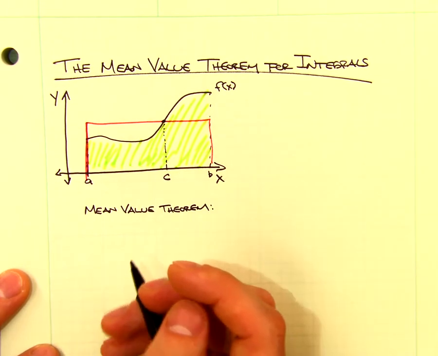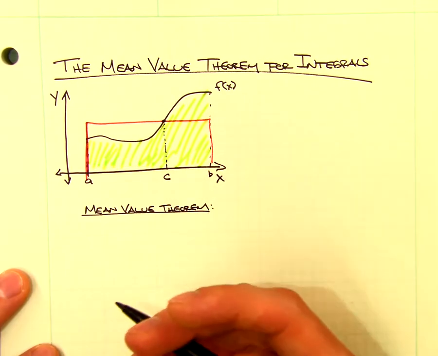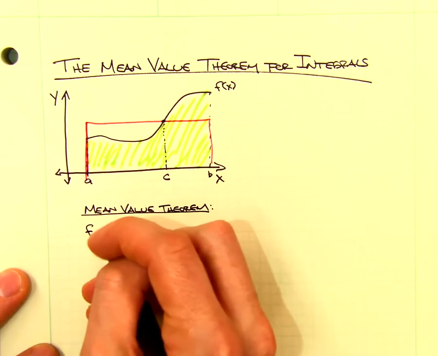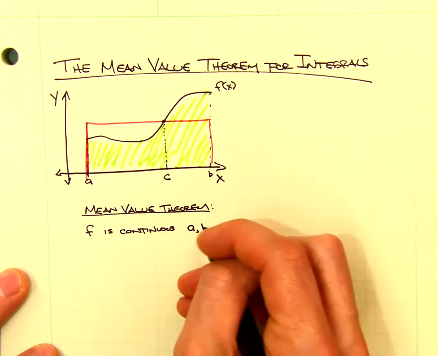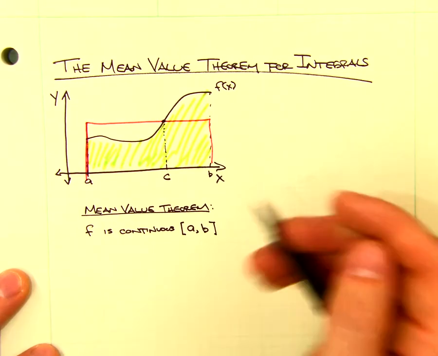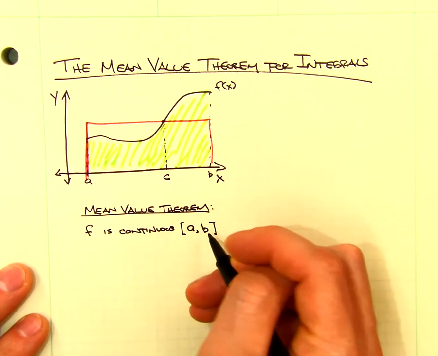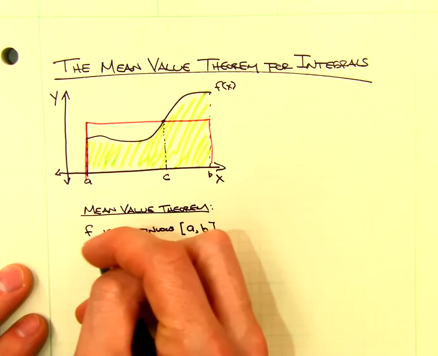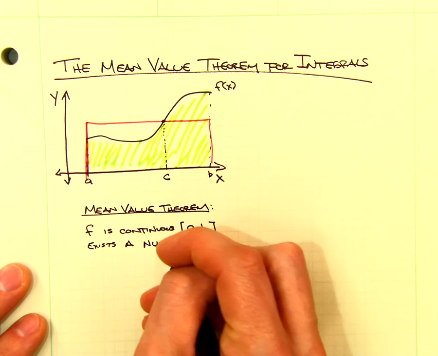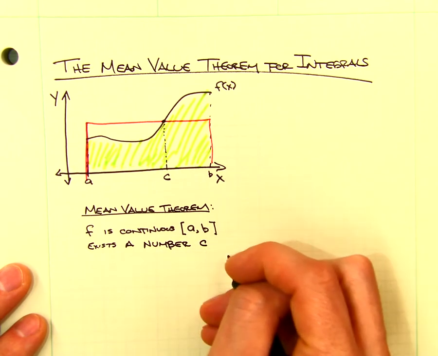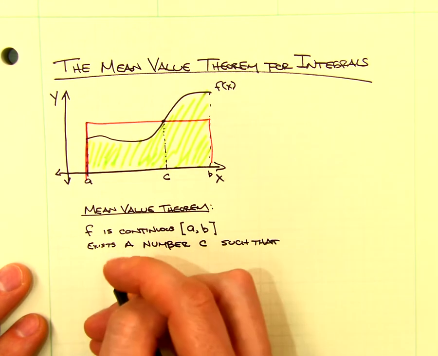Here's the mean value theorem. So basically, f is continuous on the interval a to b, which is the same thing as when we were doing definite integrals. So we have some function, f is continuous on [a, b], which means it can have sharp turns, but it can't have any jumps or gaps. So basically, somewhere in here, in between a and b, there exists a number, and we're going to call it c. There exists a number, and it's going to be lowercase c, such that, remember that c is somewhere in between a and b.